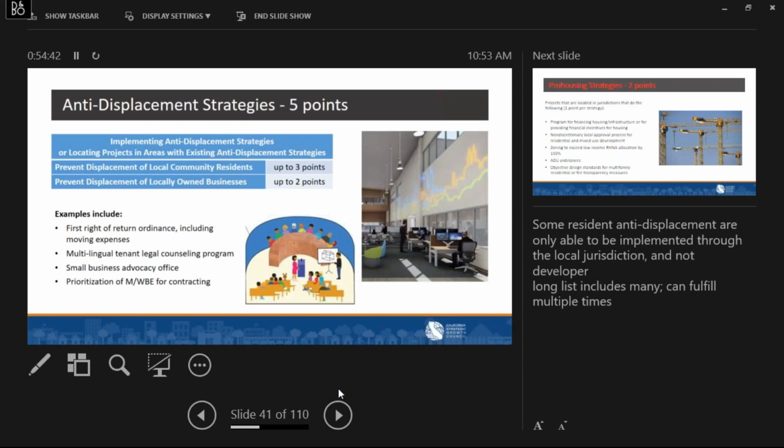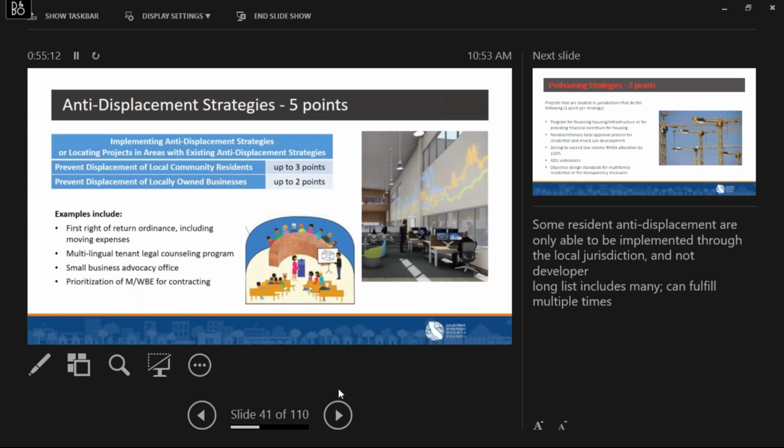Anti-displacement strategies are worth a total of 5 points within the guidelines, broken out into 2 separate categories. The first is for anti-displacement strategies for local community residents. Within the guidelines, there are a number of different criteria that are eligible for these points, with 1 point available for each of the different criteria.